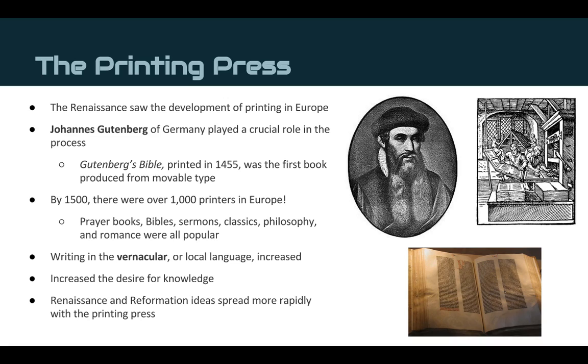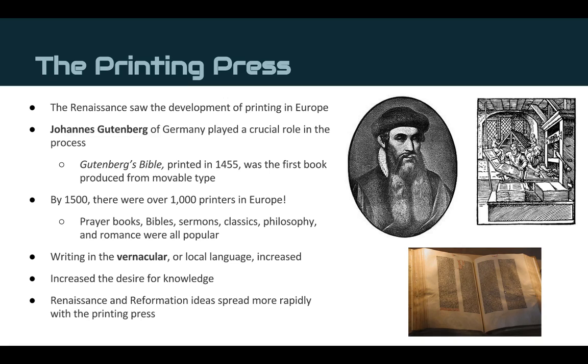Gutenberg's Bible, which you see pictured at the bottom there to the right, was first printed in 1455 and was the first book ever produced by movable type. But 45 years later, by 1500, there were over 1,000 printers in Europe who were using this technology. So prayer books, Bibles, sermons from important bishops and priests, Roman and Greek classics, books of philosophy and romance were very popular, as well as books by humanist writers.